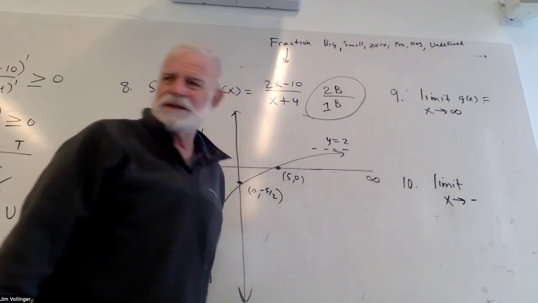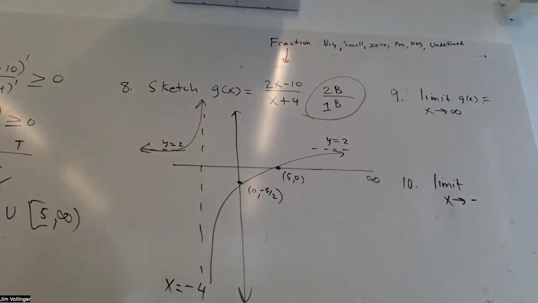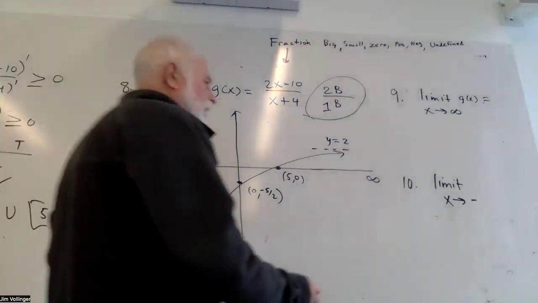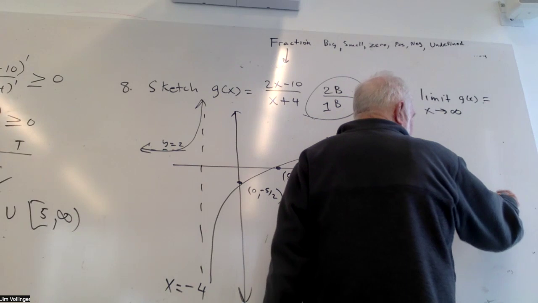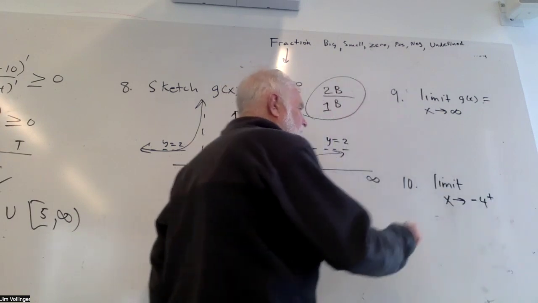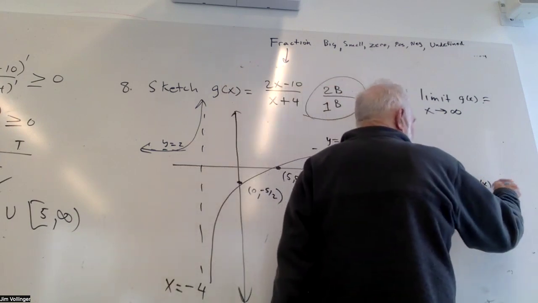I think I changed this on the sheet. I may be doing a different problem than what's on the sheet. X plus 4, okay, no. All right, so negative, I think I'm gonna change it. -4 from the right. So what is happening, limit is really about the y values.